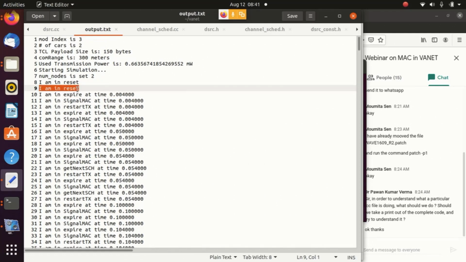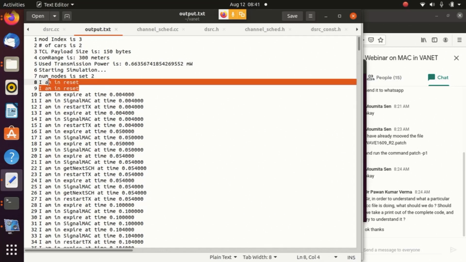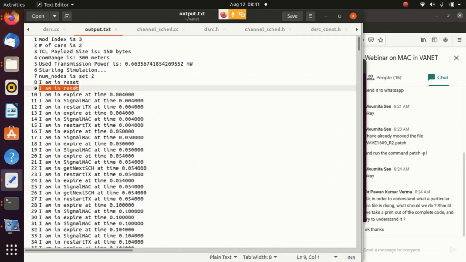"I am in reset" is called 2 times. Why is it called 2 times? Because 2 nodes we have set. So okay, no problem in that. Now the third thing is "I am in expire at time 0.004000." What is this time?